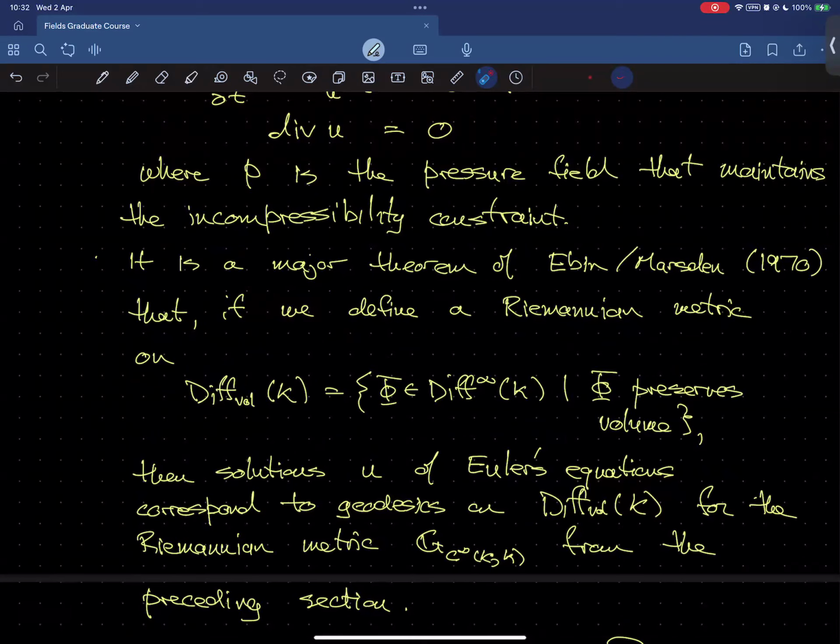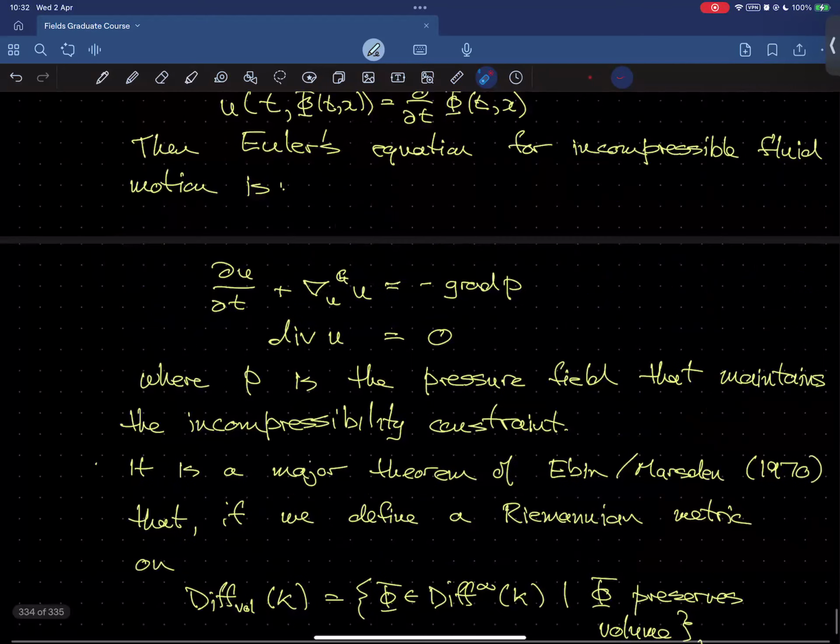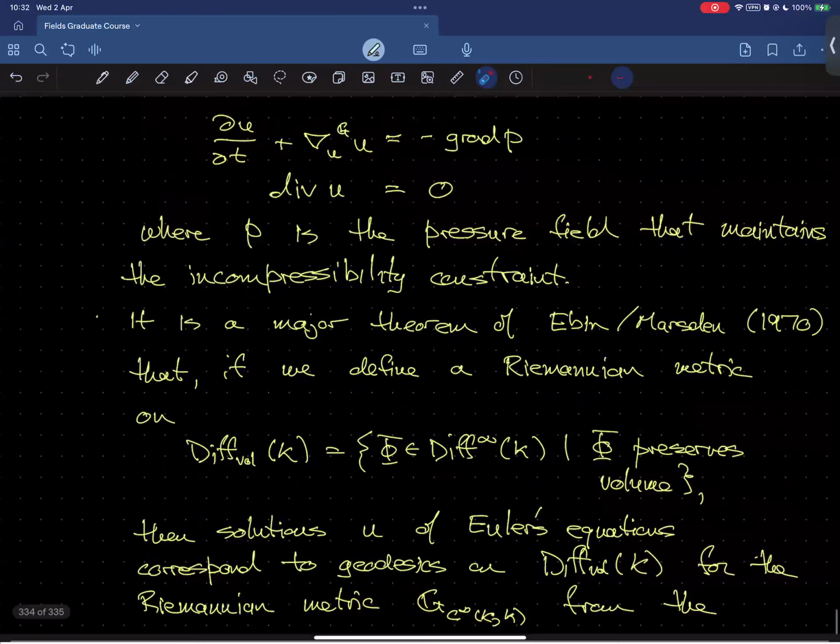So there's a significant theorem here, which was one of the first theorems in this kind of analysis, which is due to David Ebin and Jerry Marsden in 1970. And what they showed was this. Work now with a space of volume preserving diffeomorphisms, because we're working with incompressible fluid flow.